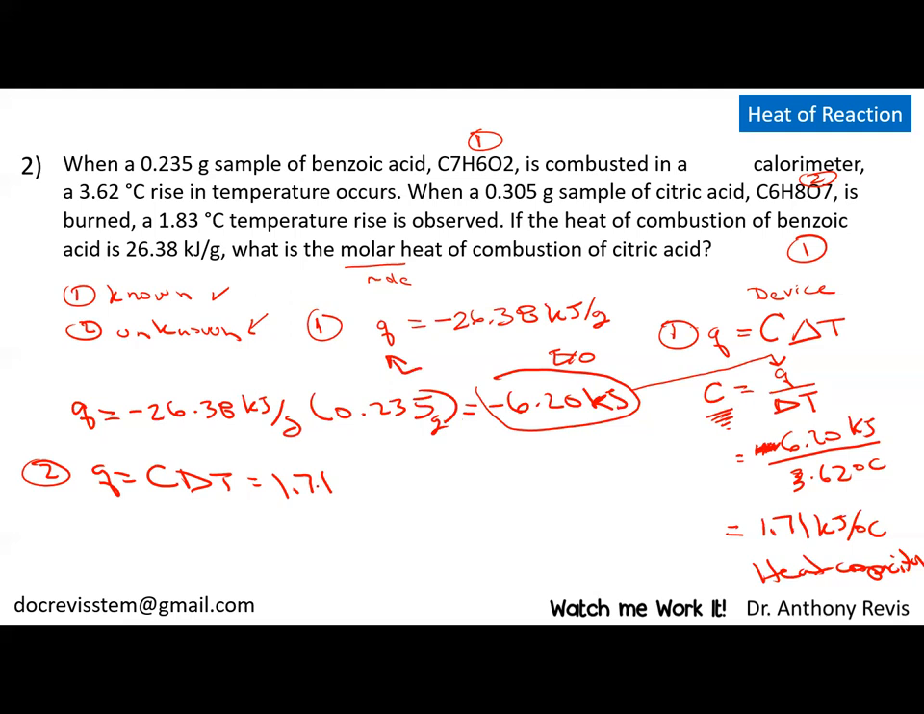So we have 1.71 kilojoules per degree C times delta T. Delta T in this particular case is 1.83. And when I punch that through, my heat for this is 3.13 kilojoules. By the way, leaving the negative sign in just tells you it's minus, but we typically don't report a negative value for the heat capacity. It is just an absolute value. So here we get this value for the heat, and that's how much heat is generated.